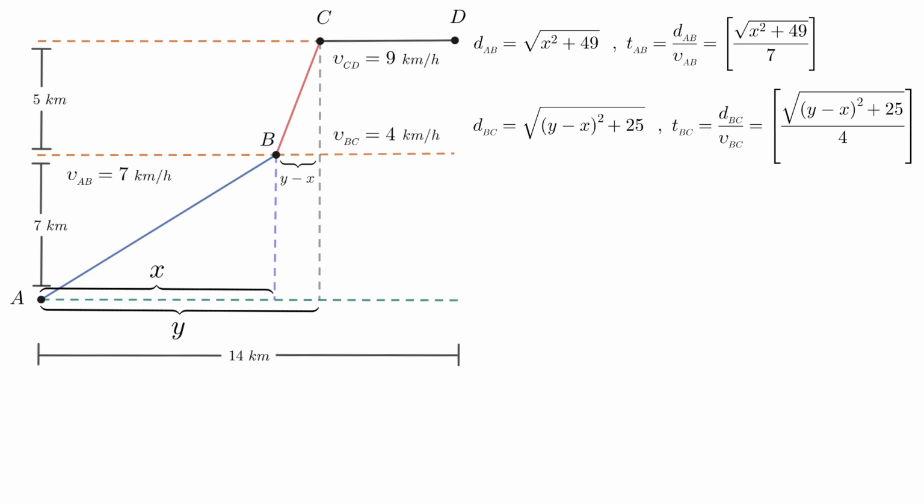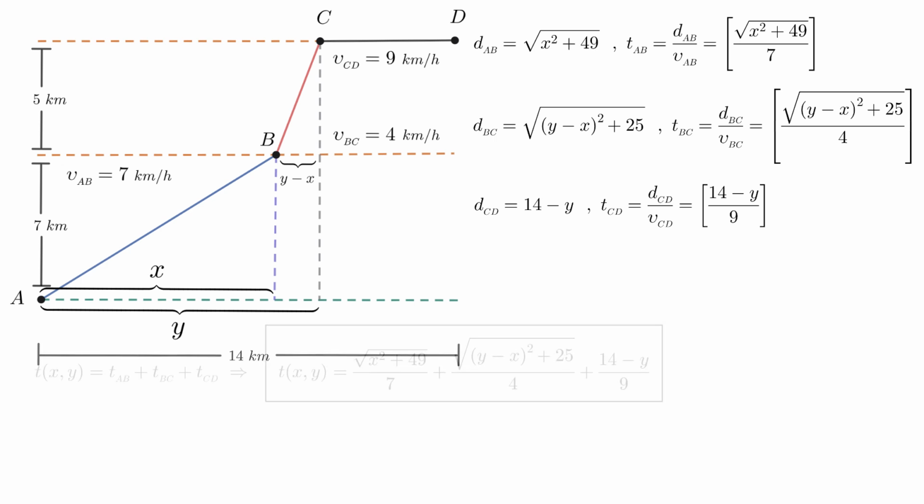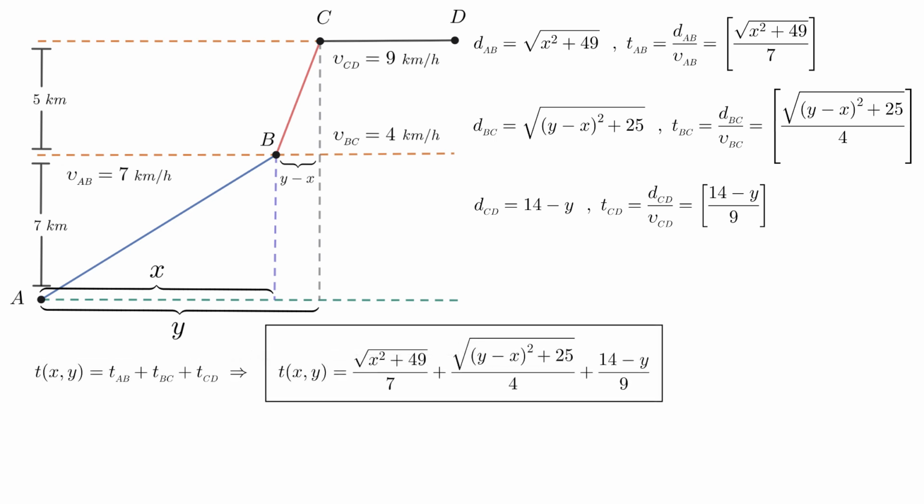Since this total distance here is 14 kilometers, the remaining distance between Jeff and the finish line is 14 minus y, and this running time is (14 minus y) over 9. So putting all this together, the total time it takes Jeff to get from point A to point D is given by this function here, a function of x and y. So what do we do now, you ask? How do we minimize a function of two variables?